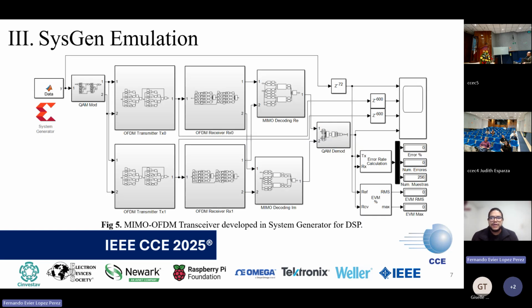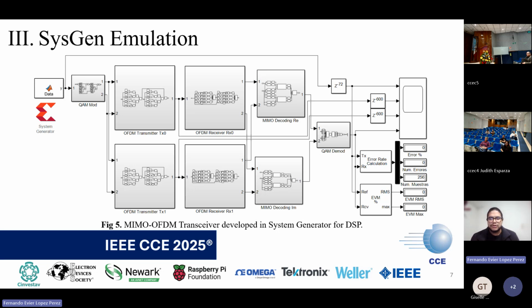In this case, we have the implemented system in MATLAB Simulink using System Generator for DSP blocks. We can see that we have a data source, which in this case provides one data bit every 10 microseconds. And we have our modulation block, which in this case is 256 QAM. We have 2 transmitters and 2 receivers, which aligns with the MIMO implementation.